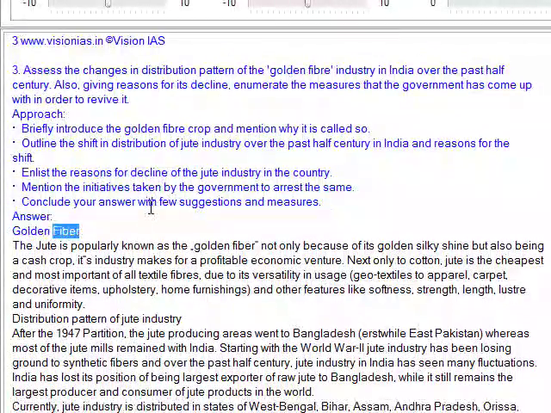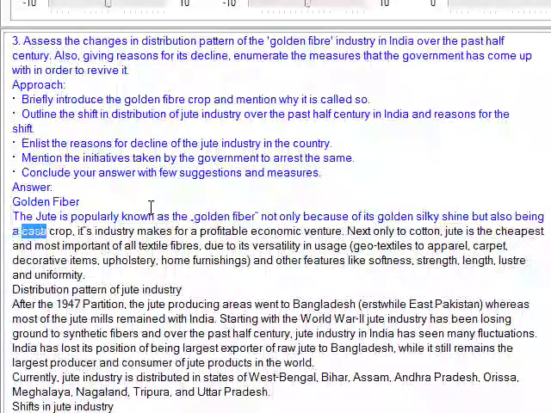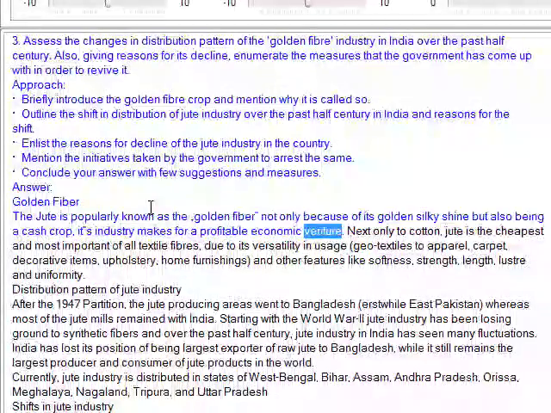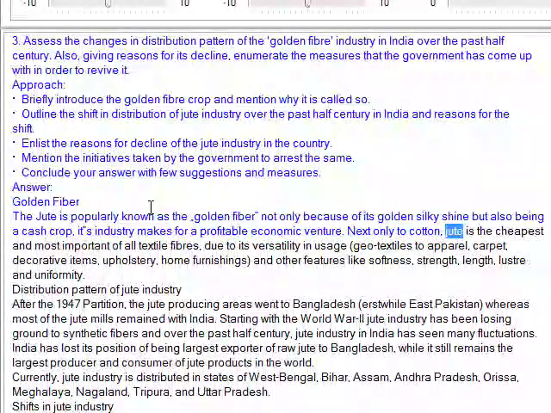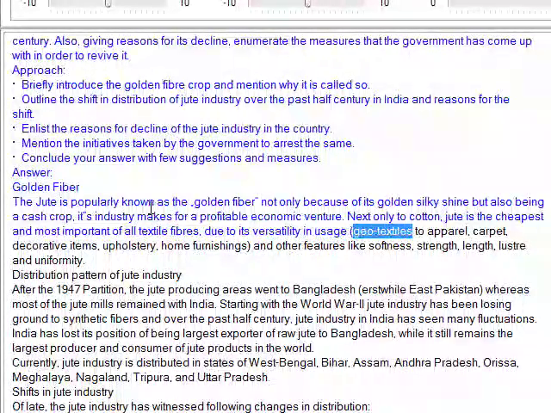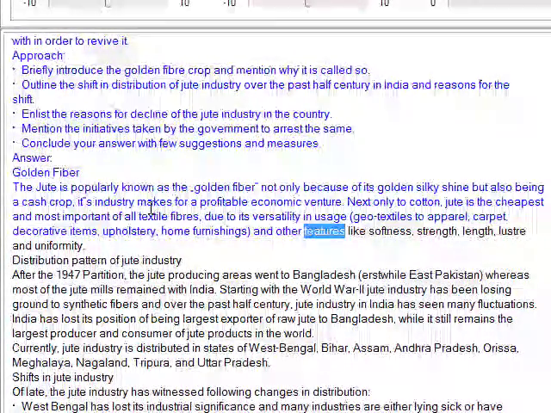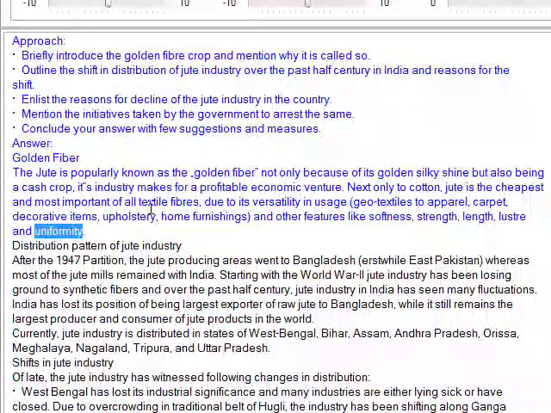Answer. Golden fiber. Jute is popularly known as the golden fiber not only because of its golden silky shine but also for being a cash crop. Its industry makes for a profitable economic venture. Next only to cotton, jute is the cheapest and most important of all textile fibers, due to its versatility in usage: geotextiles, apparel, carpets, decorative items, upholstery, home furnishings, and other features like softness, strength, length, luster and uniformity.